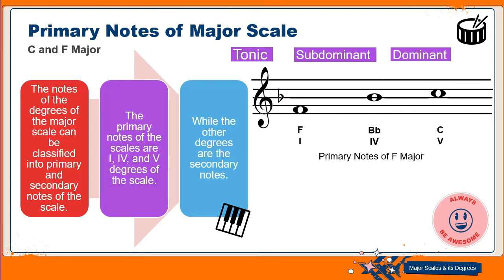Remember that in F major scale, we use one flat, so that flat is going to be on the 4th note, and that will be B flat, because that is the 4th degree of the scale. The fifth degree will be C, and that will give us the fifth. So the first again is the tonic, the fourth the subdominant, and the fifth the dominant degree of the scale.